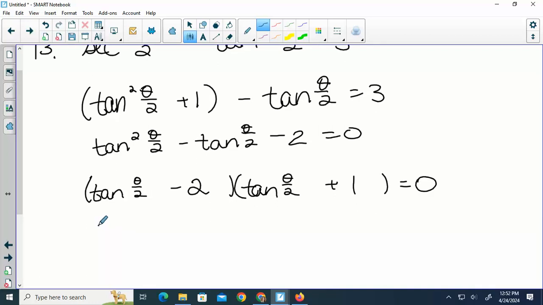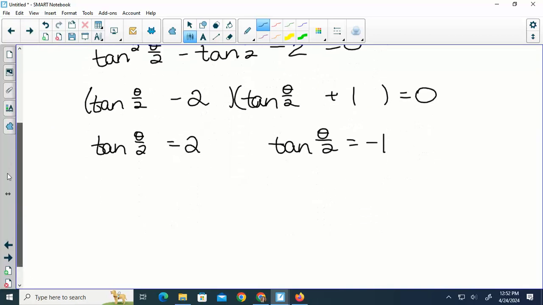So if we set those equal to 0, we get tangent of theta over 2 equals 2. But they're too big. And tangent of theta over 2 equals -1. Too big. Tangent can be anything.